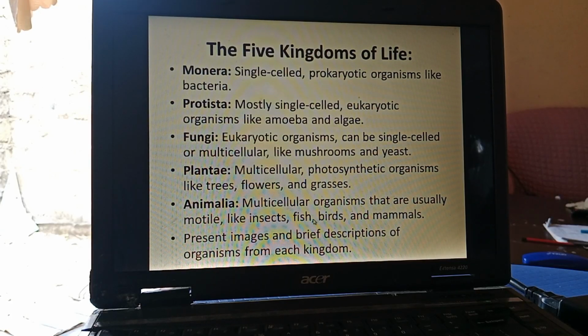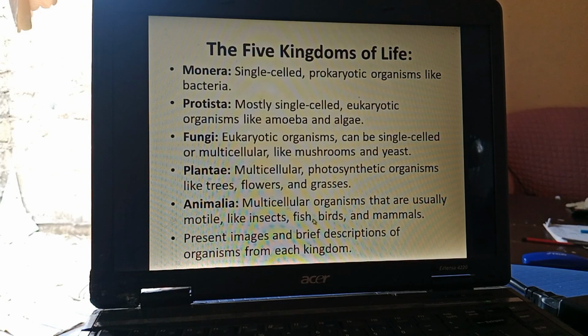Now, the 5 kingdoms of life, you look at them: Monera, single-celled prokaryotic organisms like bacteria; Protista, mostly single-celled eukaryotic organisms like amoeba and algae; Fungi, eukaryotic organisms that can be single-celled or multicellular like mushrooms and yeast; Plantae, multicellular photosynthetic organisms like trees, flowers, and grasses.